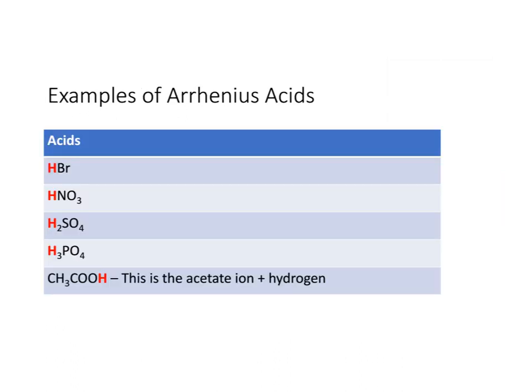Let's look at some examples of Arrhenius acids. So here we have a series of acids. We have HBr, hydrobromic acid, HNO3, nitric acid, and so on. And all of these compounds have a hydrogen involved, right? Because remember, our definition of an Arrhenius acid is that they ionize into hydrogen ions and some sort of anions.